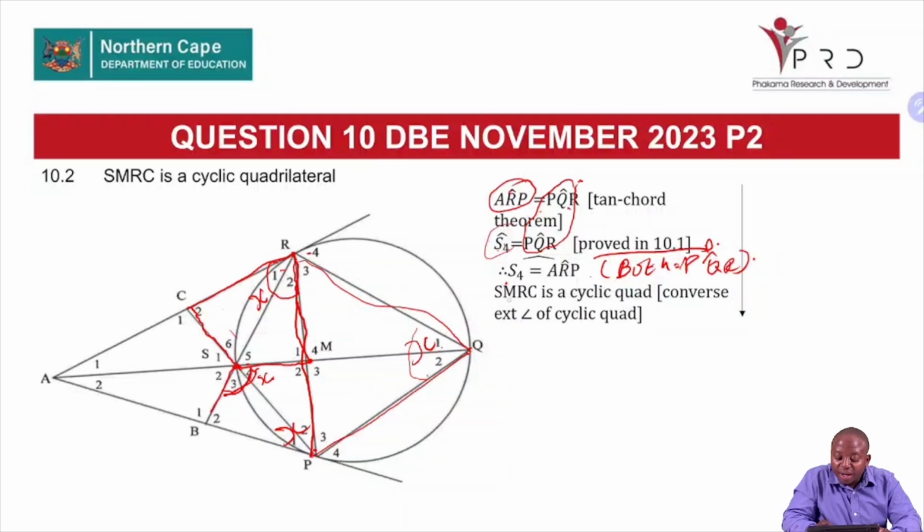Then therefore, SMRC is now a cyclic quad because of these two. Why? Converse of the exterior angle of a cyclic quad. So this is what we proved, that S4, which is also S4 there. So the cyclic quad is extended in this way. It's equal to R1 plus R2 in that case. So we are done. We have this SX there, and we showed that this was the tan chord from the previous question.